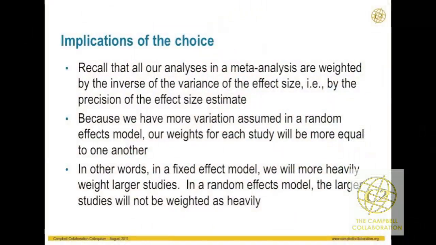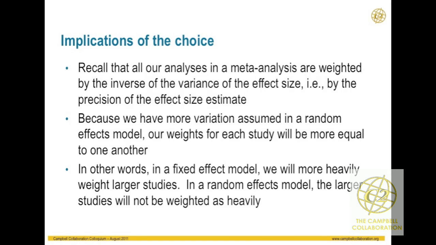So in a random effects model, because we're adding that variance component, tau squared, to the variance of every effect size, the variances of our estimates are going to be more similar to one another than in a fixed effect case. Because in a fixed effect case, we only have the v sub i. And if you remember from this morning, that heavily depends on sample size. So bigger studies are going to be more heavily weighted than smaller studies.